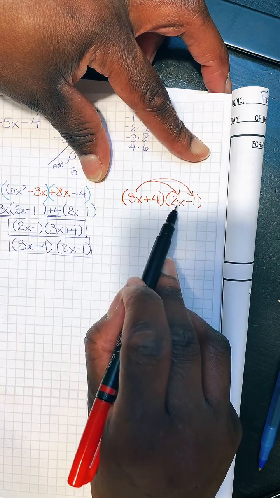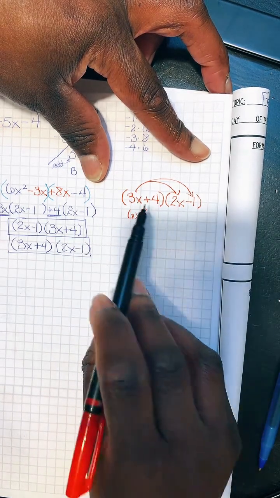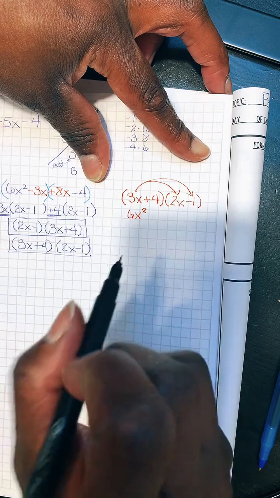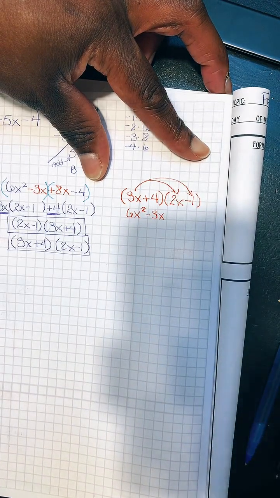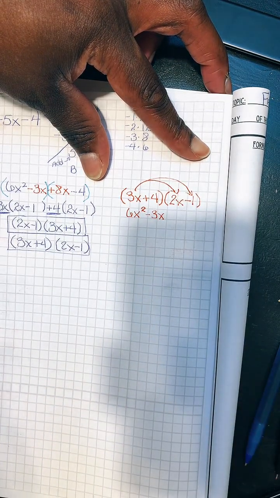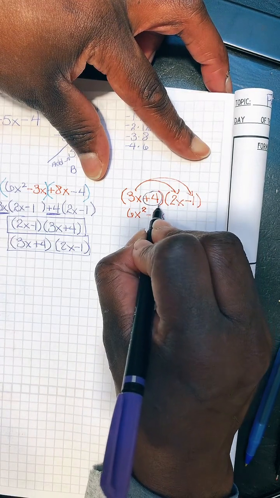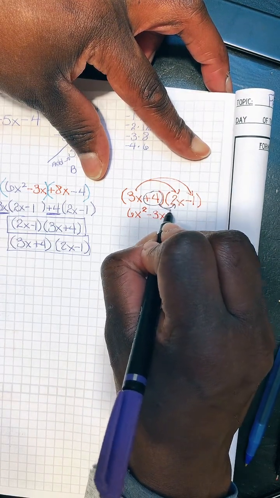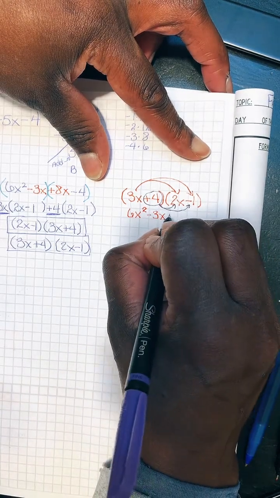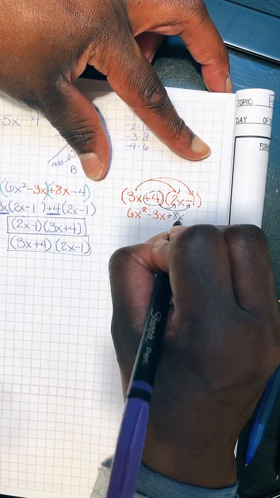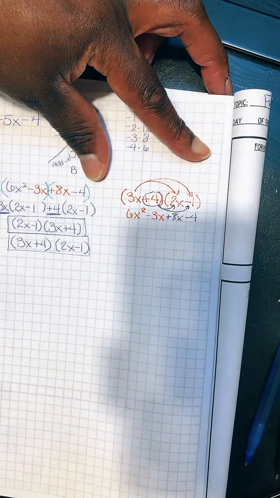So 3x times 2x gives me 6x squared. Then 3x times negative 1 gives me negative 3x. Now we're going to take this positive 4 and distribute it to everything inside the second parenthesis. So 4 times 2x gives me a positive 8x, and 4 times negative 1 gives me a negative 4.